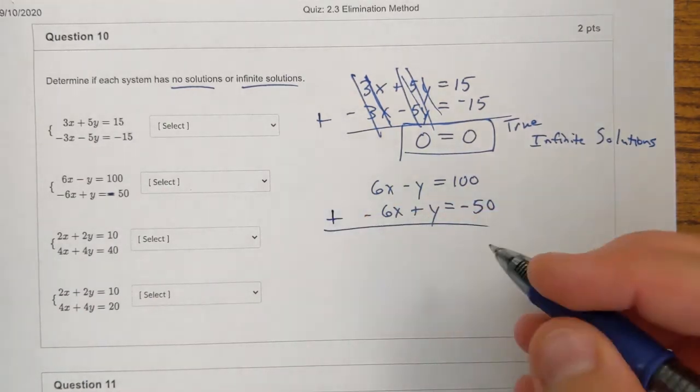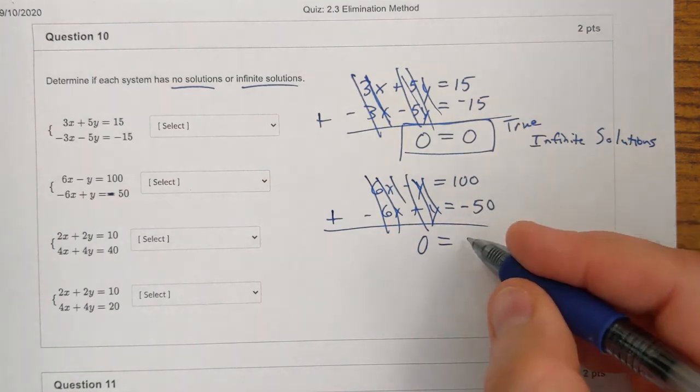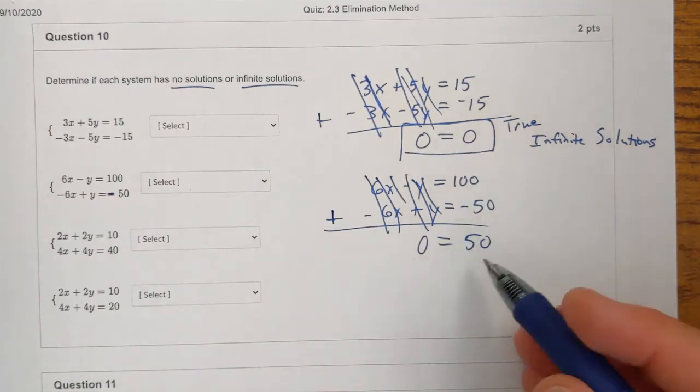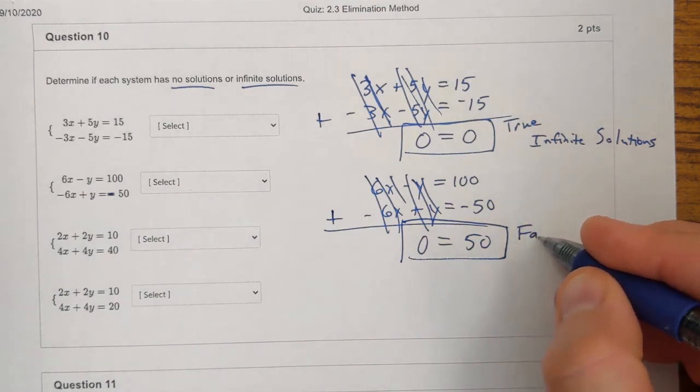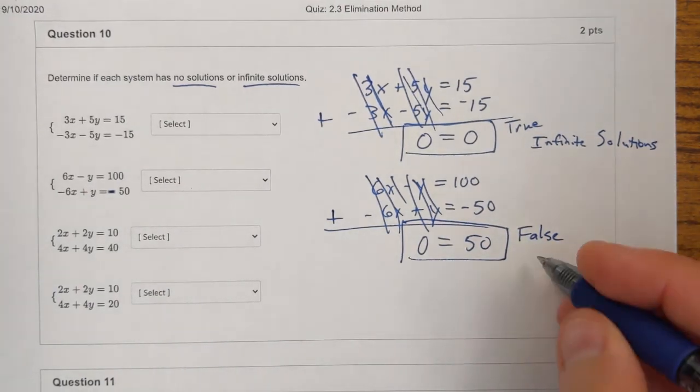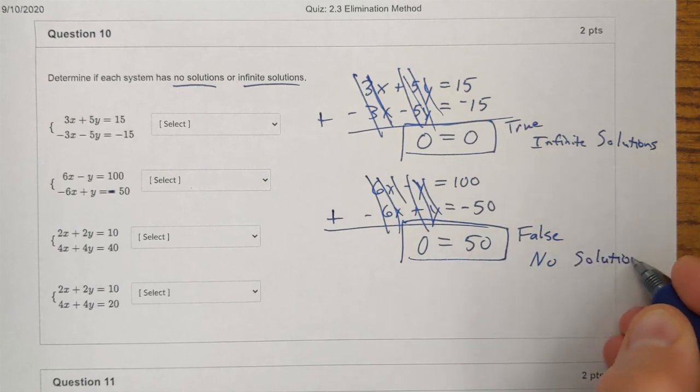However, in a case like the second one, if your x's and your y's all cancel out, but 100 plus negative 50 is positive 50. If your x's and your y's both cancel out, but you're left with a false statement like this, now we would say these lines are parallel. There is no solution to this system.